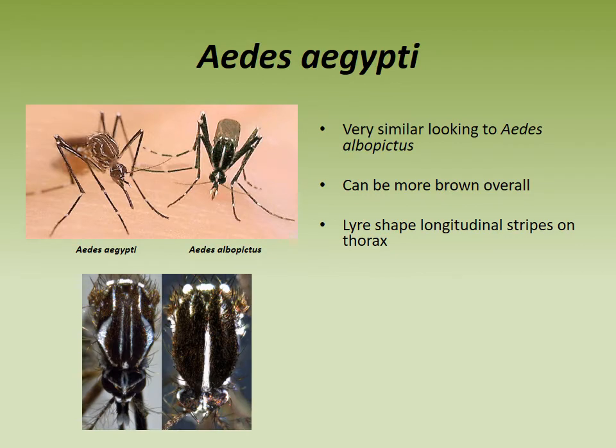When looking at the markings on the thorax, the Aedes aegypti has this lyre shape of longitudinal stripes. And so you can see the lyre shape, which is found on the top of the thorax, as opposed to the albopictus, which just has this one line, the longitudinal center.